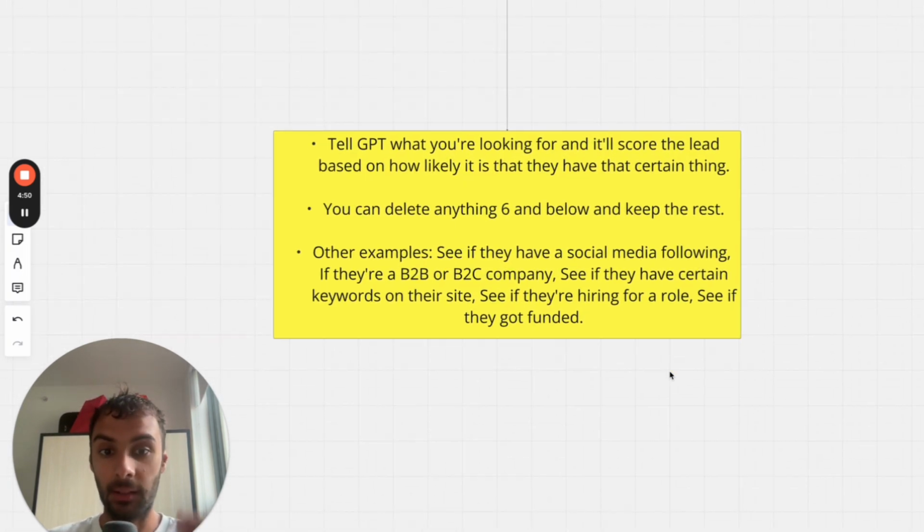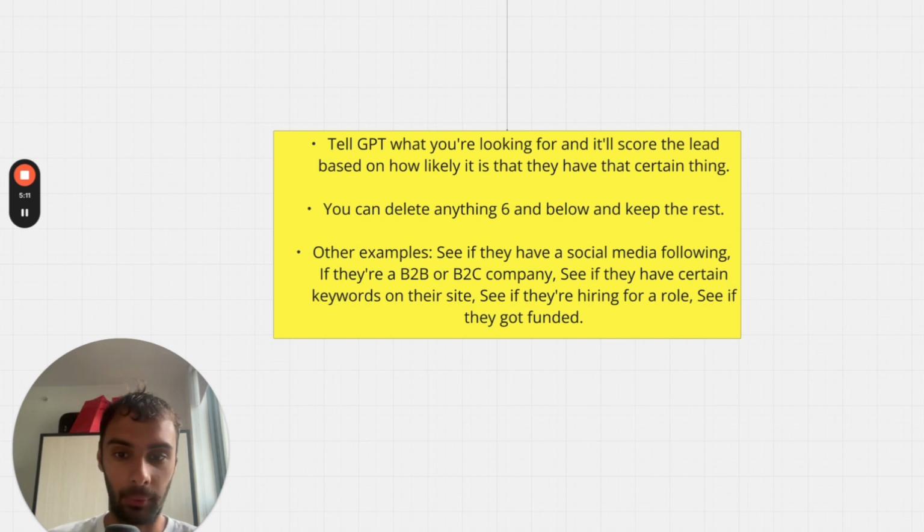Tell GPT what you're looking for, and it'll score the lead based on how likely it is that they have a certain thing. So for you, it could be, okay, do they have this certain keyword on their website, right? If you're selling SEO offers, do they have any articles on their website? There's a lot of different ways you can frame it. And again, you can delete anything 6 and below and keep the rest.